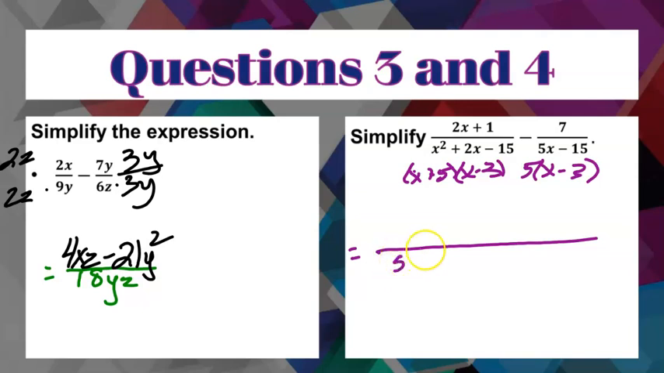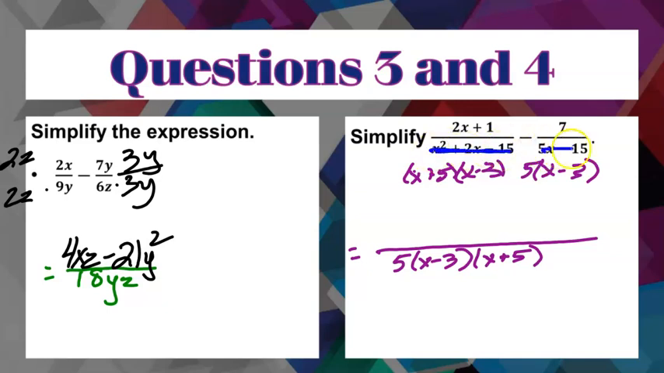So I have 5 as a factor. They both have an x minus 3, so I'm going to put that down. And then I have this x plus 5, which I also need to put down. So that would be my common denominator.